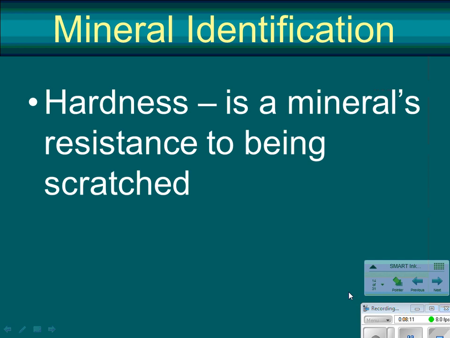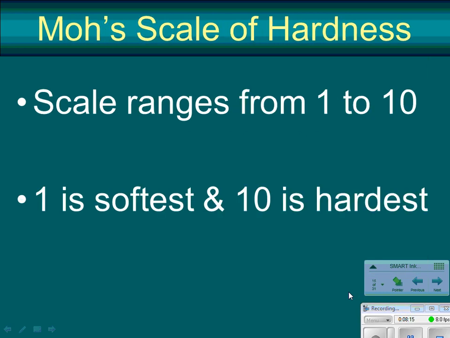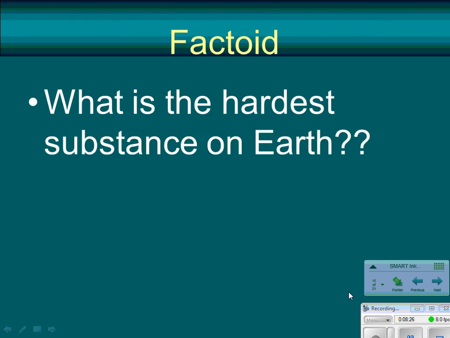Hardness is a mineral's resistance to being scratched. There's the Mohs scale of hardness. The scale ranges from 1 to 10, 1 being the softest and 10 being the hardest. And a little factoid: what is the hardest substance on the Earth? Just take a guess.